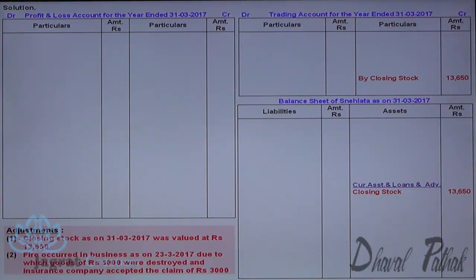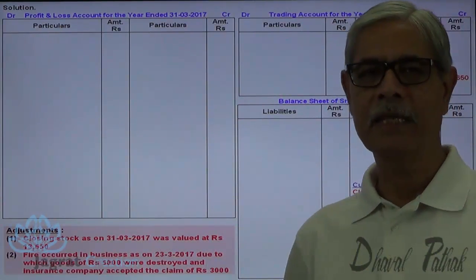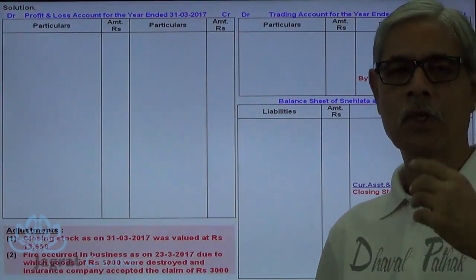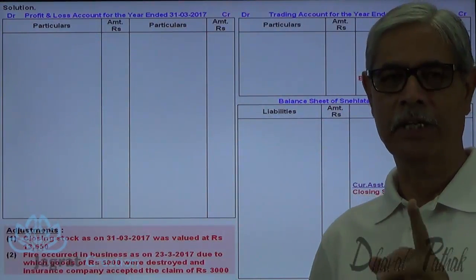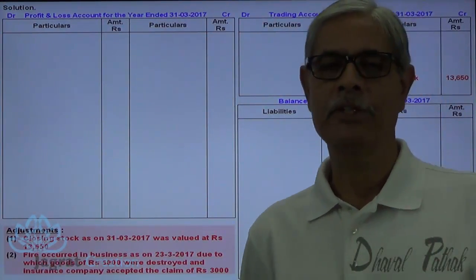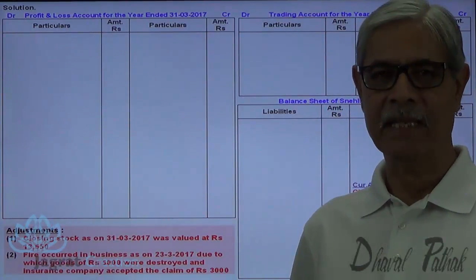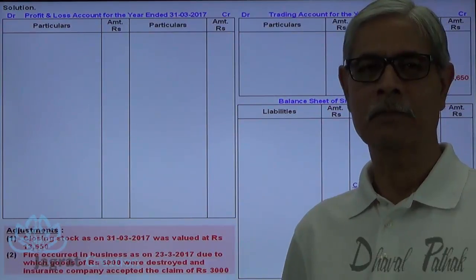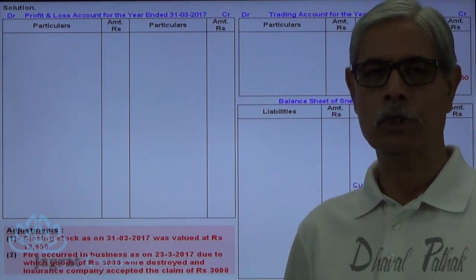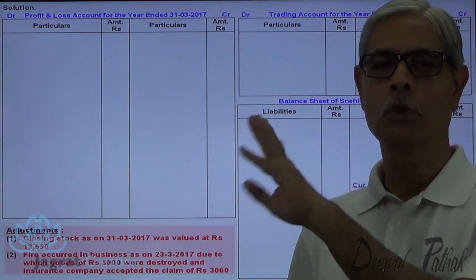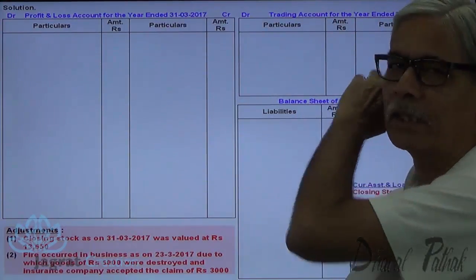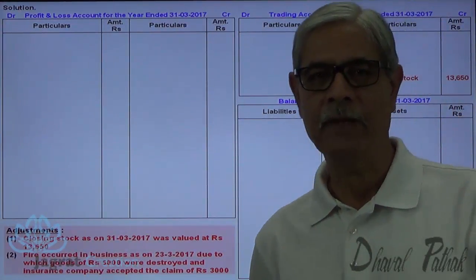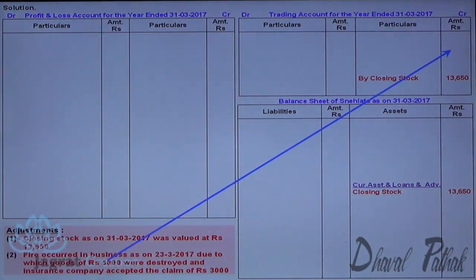Next, fire occurred in the business, goods destroyed 5,000, insurance claim 3,000. The amount recoverable from the insurance company, the right to receive money, will appear as an asset. The difference between 5,000 and 3,000 is lost, debited to profit and loss account as loss due to fire. Goods destroyed, goods go out, we write on the credit side of trading account. So the three effects of this adjustment: 5,000 credited to trading account.